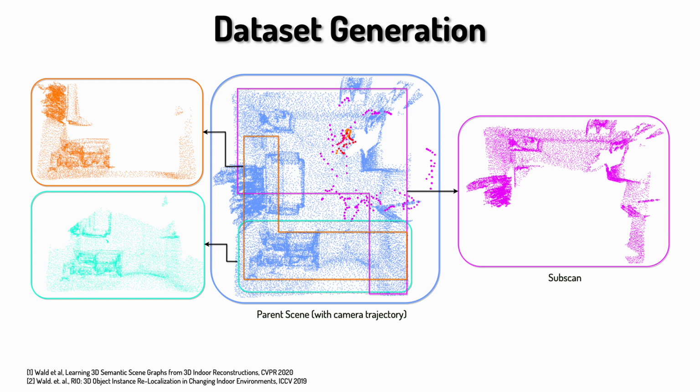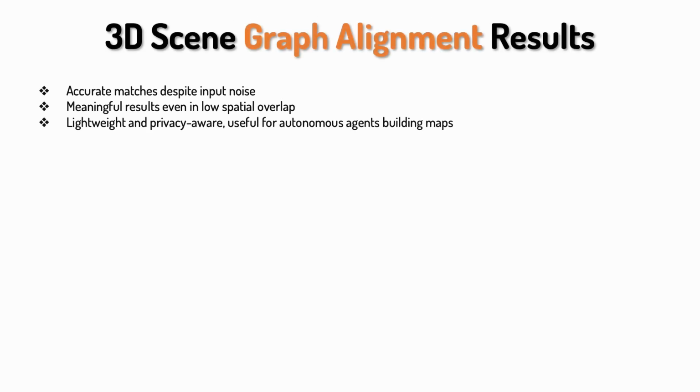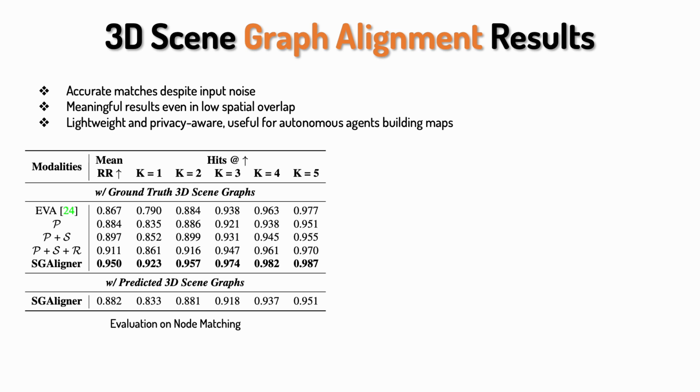Given a point cloud, we create multiple subscenes as shown in the left and right columns. To imitate a realistic setting, we form subscenes by extracting sets of consecutive frames and then reconstructing the point clouds with the potential for 3D spatial overlap between them. We first evaluate how our method performs on node alignment.